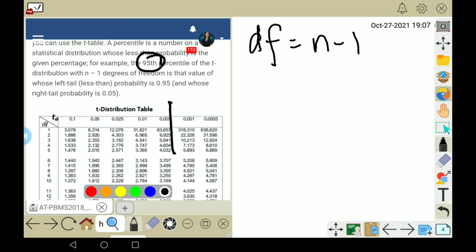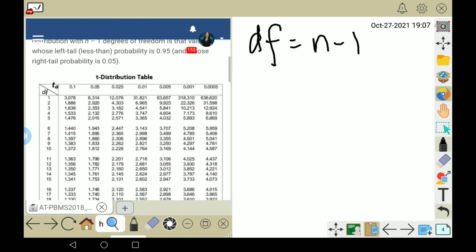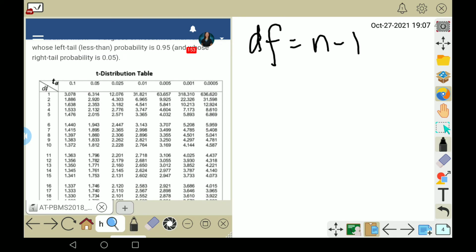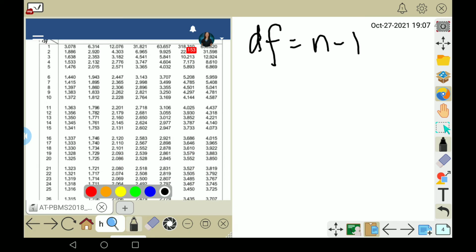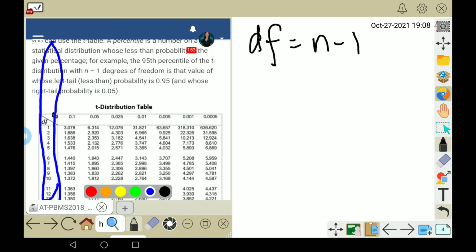Okay, so let's check if there is an example here. As you can see, on the leftmost side of the table, unlike before when it indicated your z-score, here the leftmost side of the table is indicated by your degree of freedom, while the values above in your table are given by your A's or your percentile.